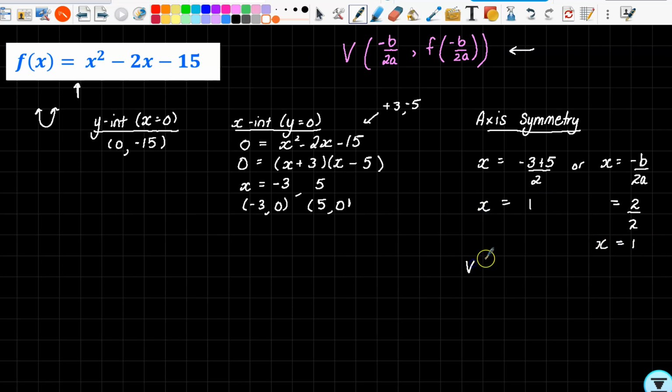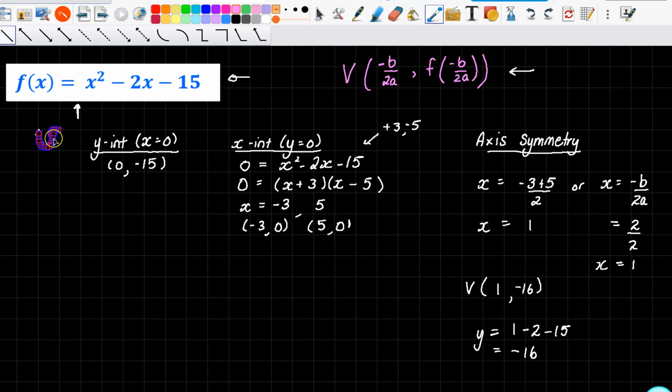To get our vertex, our x value is 1, so we substitute this back into our equation. My y value will become, going back up here, x is now 1, so 1 squared is 1, minus 2 times 1 is 2, take 15, and that gives me minus 16. So now we have all the information that we need to sketch our function.